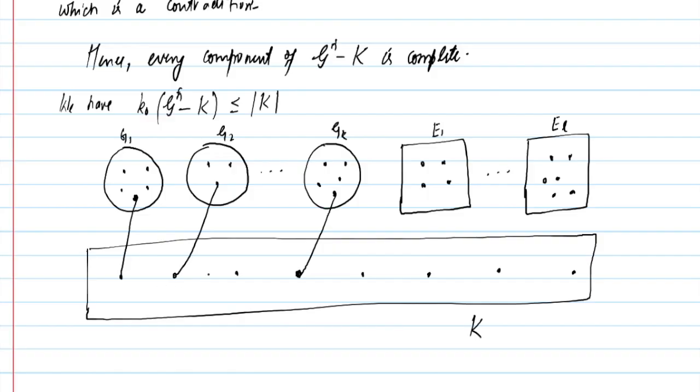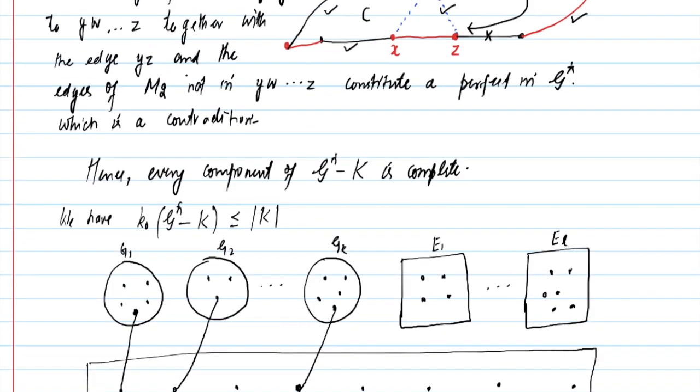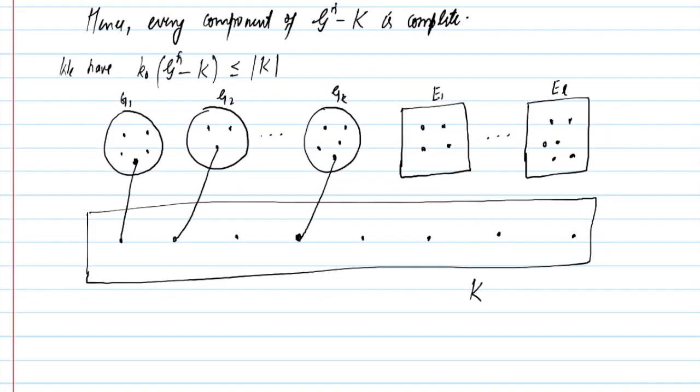Now we will try to construct a perfect matching in this way. We have E1, an even-ordered complete subgraph of G star minus K. Since we have already proved that all the components of G star minus K are complete, E1 is a complete graph of even order, and we know that a complete graph of even order always has a perfect matching.